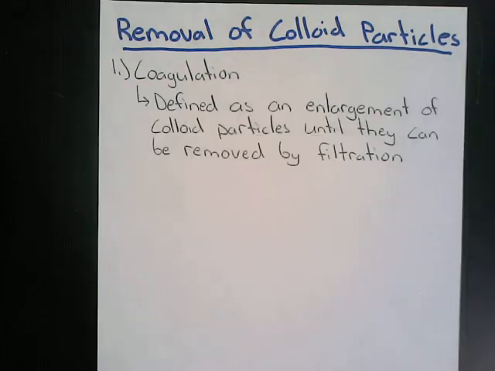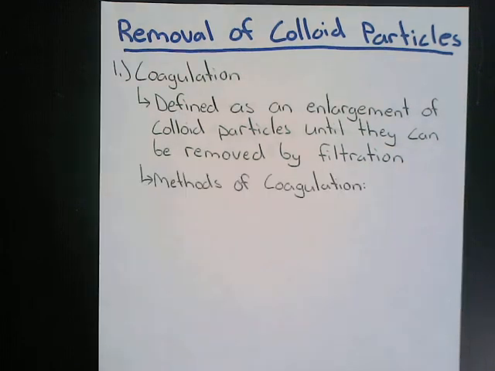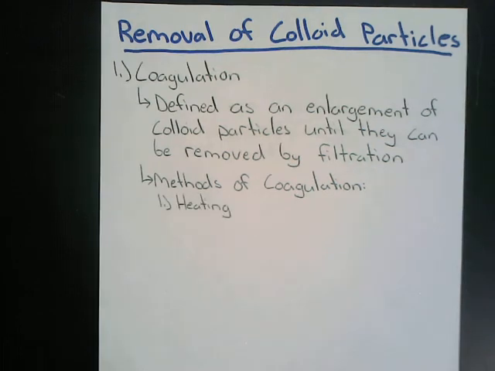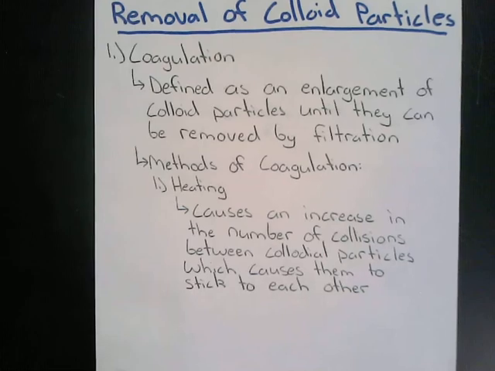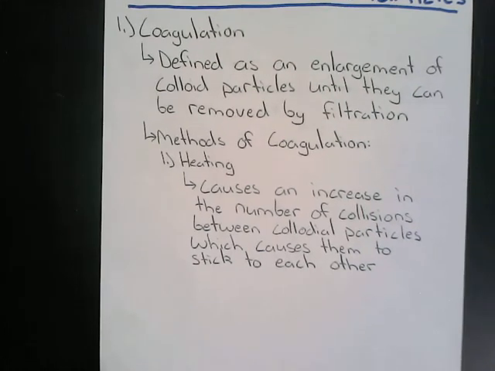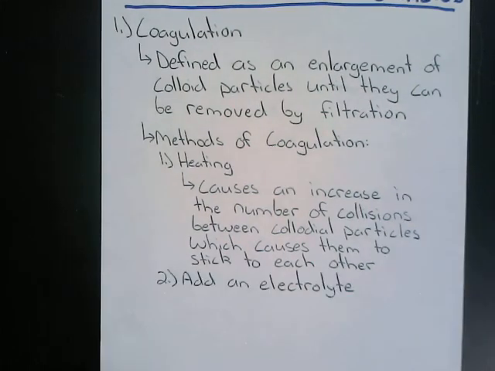And there's a couple different methods of causing coagulation. The first method is by heating. What heating does is it causes an increase in the number of collisions, which results in those colloidal particles sticking to each other when they collide. Now you could also add an electrolyte. An electrolyte, remember that ionic compound, is going to neutralize the surface charges on the colloidal particles.